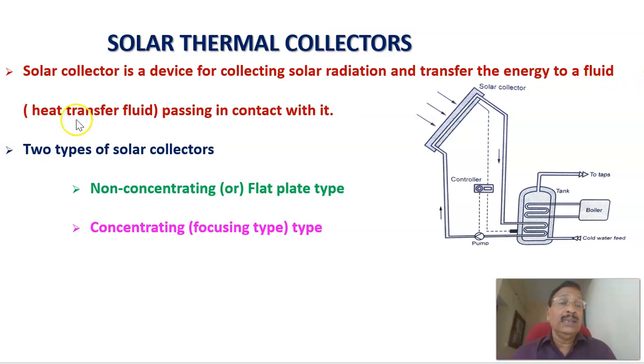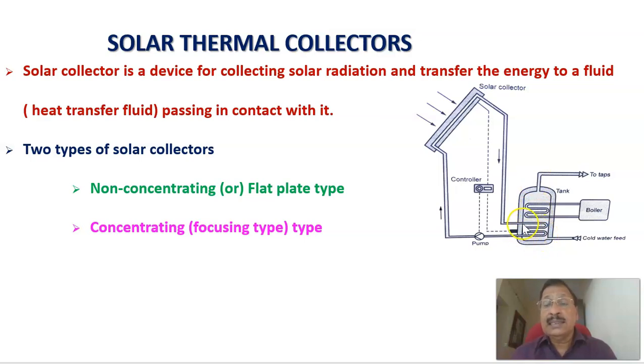energy to a fluid, called the heat transfer fluid, that is passing in contact with it. For the solar radiation, for example, this is one type, called the flat type collector. In this one, solar radiation falls here and is converted into heat energy by this collector, and that is transferred by using a fluid. Here we are pumping a fluid, this heat transfer fluid, coming here, and here, to get hot water, the cold water comes to this setup as a heat exchanging mechanism.